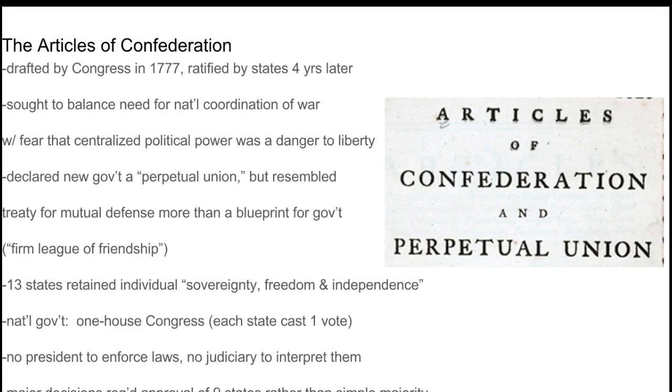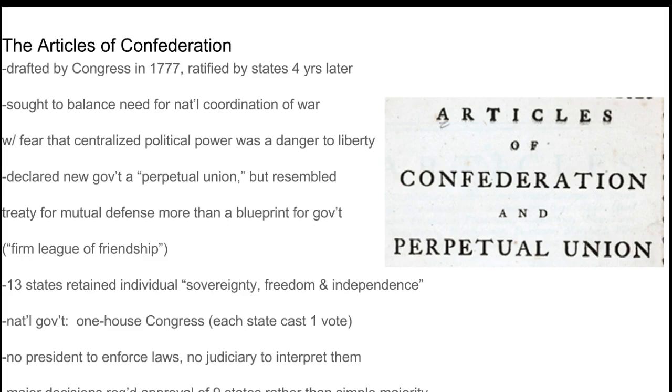Somebody had to coordinate the war, so that had to be the one and only legislative body that there was, the Congress, and they were worried that central political power was going to be a danger to their newfound liberty. They declared this government a perpetual union, but it basically looks like a treaty, we're going to defend each other, more than a government blueprint. So it's going to be this firm league of friendship. It's not going to be a government framework. It's we're going to stick it out, but there's not really any specifics. The states basically made a treaty.